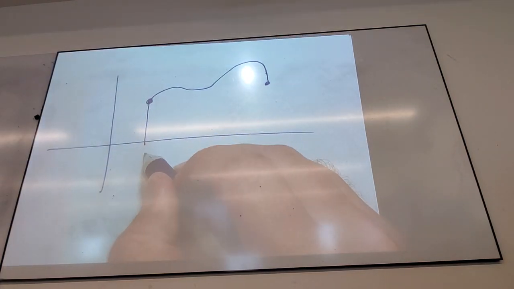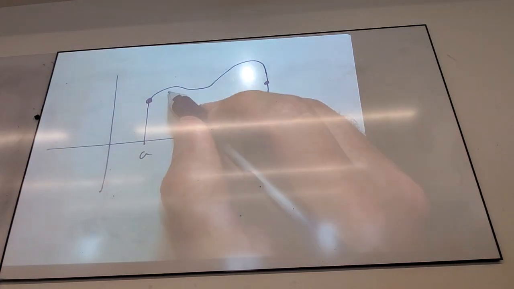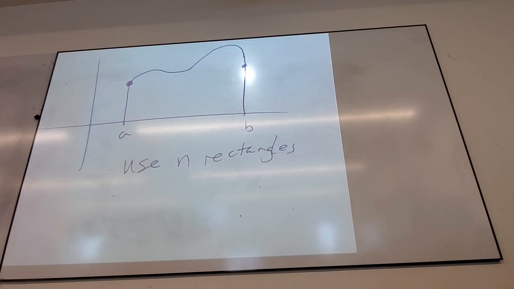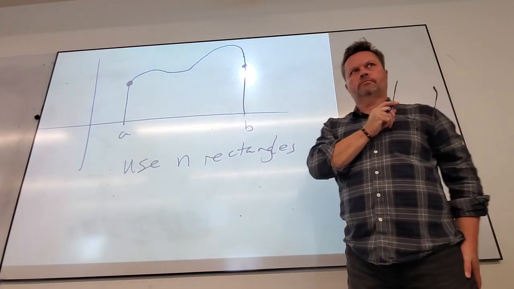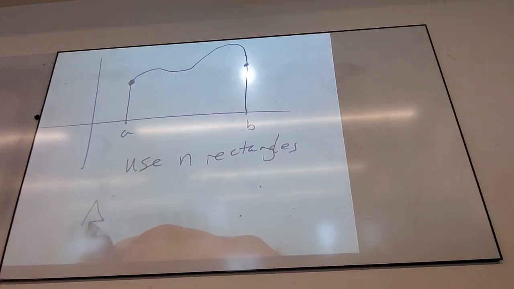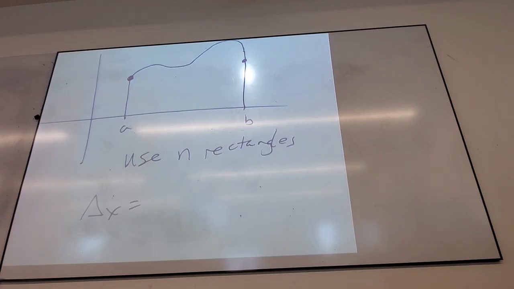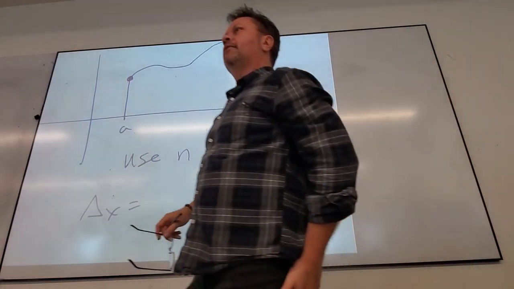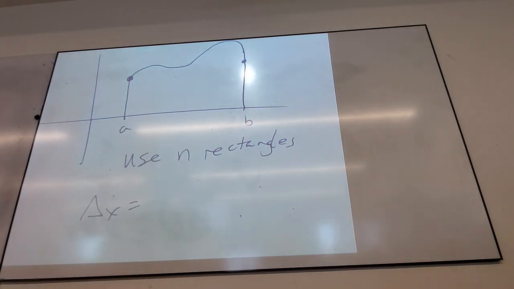So, A to B. And I want to get this area, but I want to use n rectangles. What will my width be? In this case, it's kind of silly. B minus A divided by n. So it's really just the formula, right?